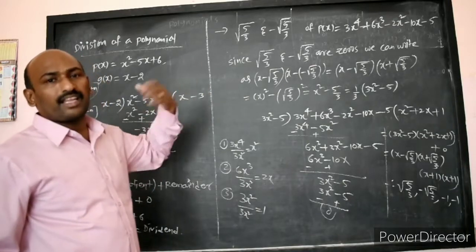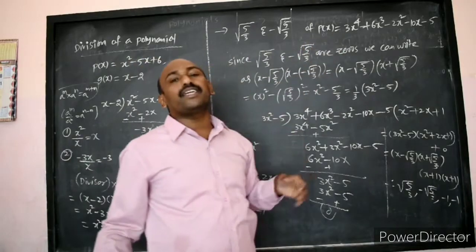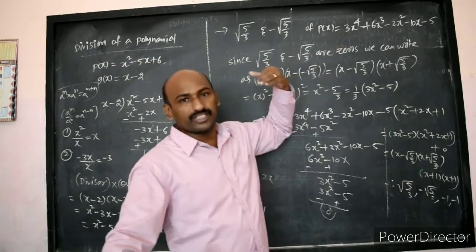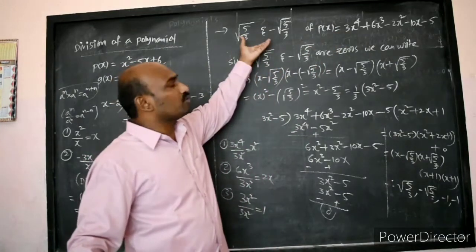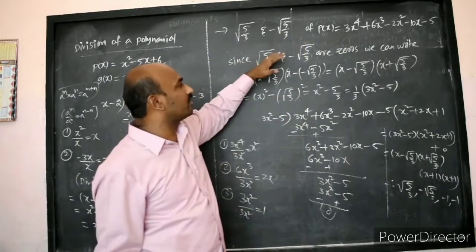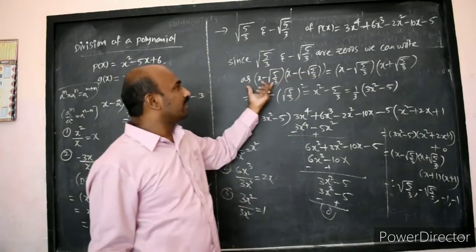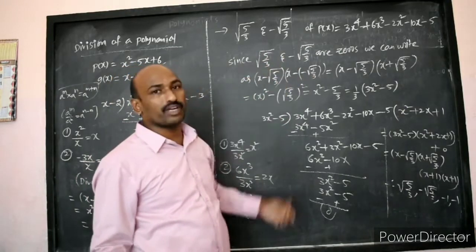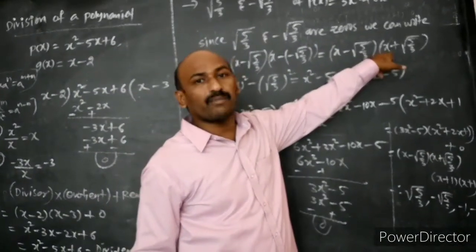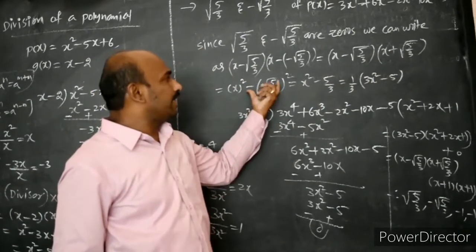Next, the other method is zeros of a biquadratic. We call a degree 4 polynomial a biquadratic polynomial. A biquadratic of degree 4 has at most 4 zeros. For those 4 zeros, they can give 2 zeros and ask to find the 2 more zeros. For this purpose, since these 2 are zeros, we can frame a quadratic polynomial by writing x minus alpha into x minus beta. Then substitute alpha as root 5 by 3 and beta as minus root 5 by 3. Then you will get x minus root 5 by 3, minus of minus is plus, x plus root 5 by 3. Then you will get a minus b into a plus b.